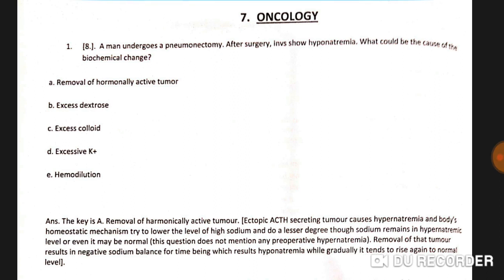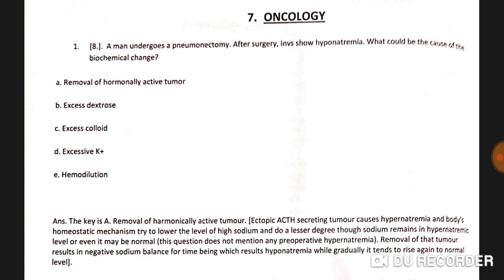Removal of a hormonally active tumor, an ectopic ACTH-secreting tumor, causes hypernatremia, and the body's homeostatic mechanisms try to lower the level of high sodium and excrete more sodium, so it remains at a hypernatremic level or may even be normal. This question does not mention any preoperative hypernatremia, so removal of the tumor results in a negative sodium balance for the time being, which results in hyponatremia, while gradually it trends to rise again to a normal level. Okay.